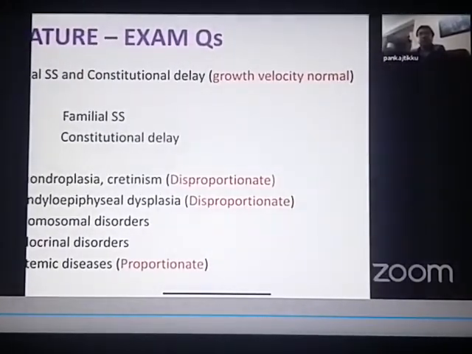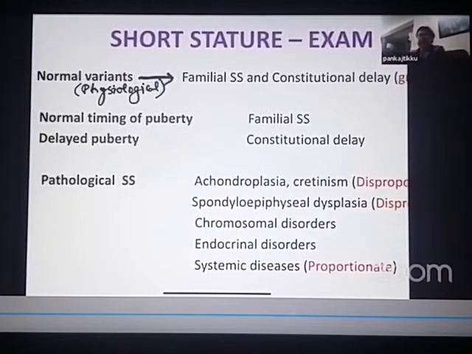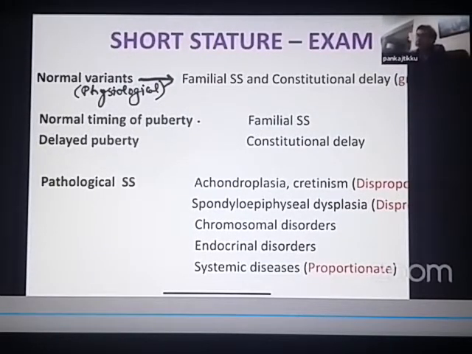In both cases, the growth velocity is normal. So that is why we call it physiological short stature or normal variant short stature. Normal variant short stature in which puberty is always on time is familial short stature, and normal variant short stature in which puberty is delayed is a constitutional delay.